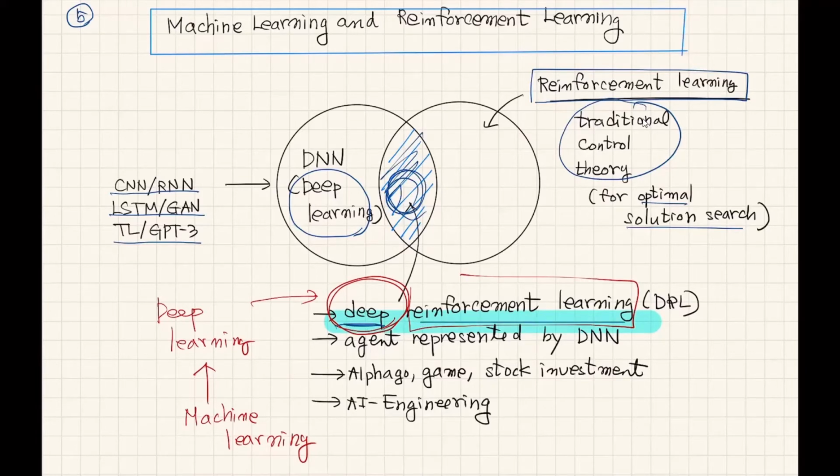Especially in deep reinforcement learning, in a Markov decision process, there is an agent. The agent will make a decision. In our class, the agent will be represented by a deep neural network. Usually an agent could be a human being or a computer or whatever, but in this class, in deep reinforcement learning, the agent will be represented by a DNN. This is another view of deep reinforcement learning.